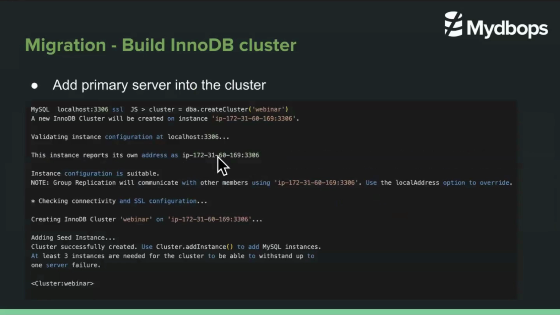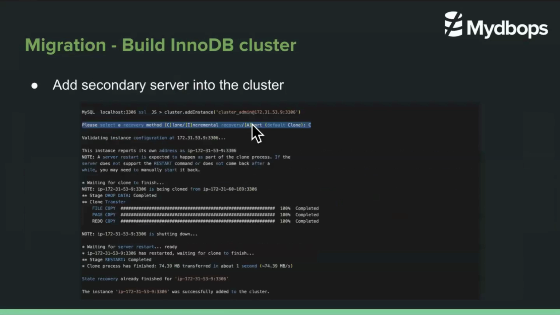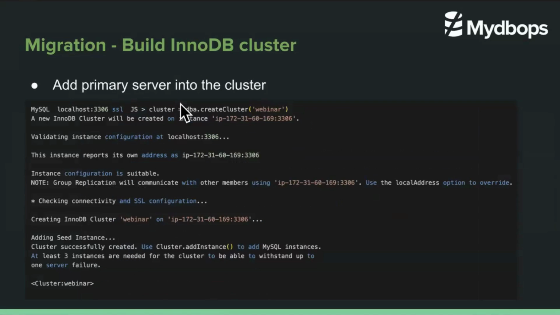Then on the primary server, first we will build a cluster, because that primary server is like the master in the master-slave setup. So we will make that server a cluster. For that, we are building a cluster called webinar. Once the cluster is created, this primary server will automatically be added as the primary for that cluster.